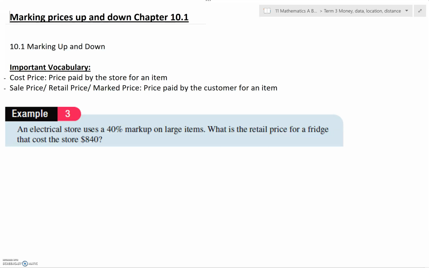And the difference between their cost price and their marked up price is their profit, or how much money they're making. So it's really important that stores or whoever is selling something does this, otherwise they have no way of making money and covering their other costs. So this is what we're going to look at first.